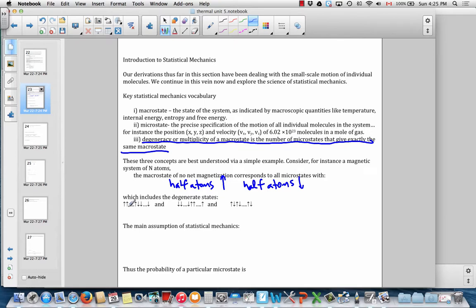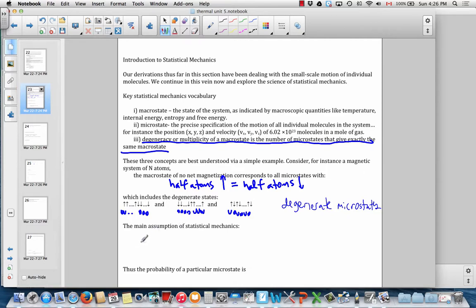Now there's a number of microstates that correspond to this macrostate. So for instance, it could be up, up, up, up, down, down, down, down, right? So all up here, dot, dot, dot, all down here. Or you could have down, down, down, down, down, and then up, up, up, up. Or you could have up, down, etc. And so all of those are equivalent or degenerate microstates, because they all give the same macrostate, this macrostate here.